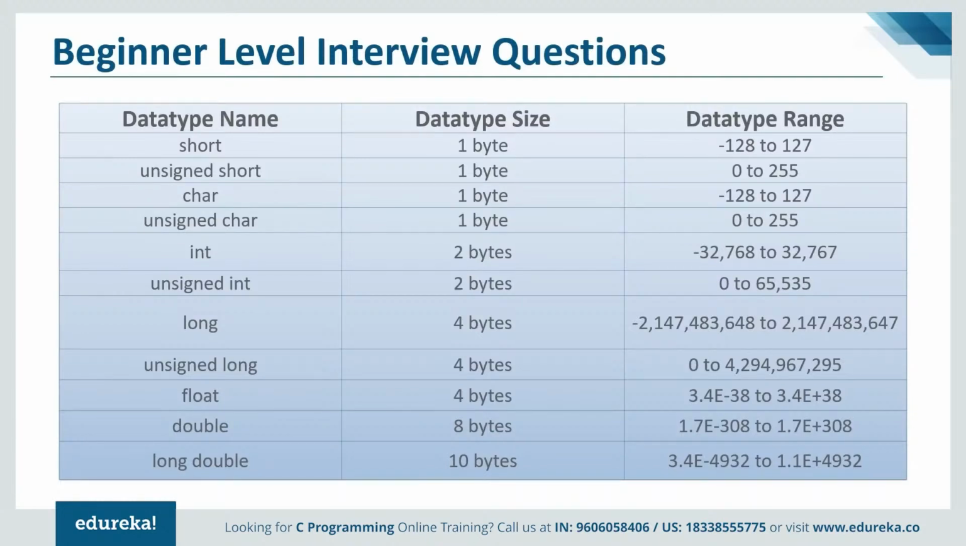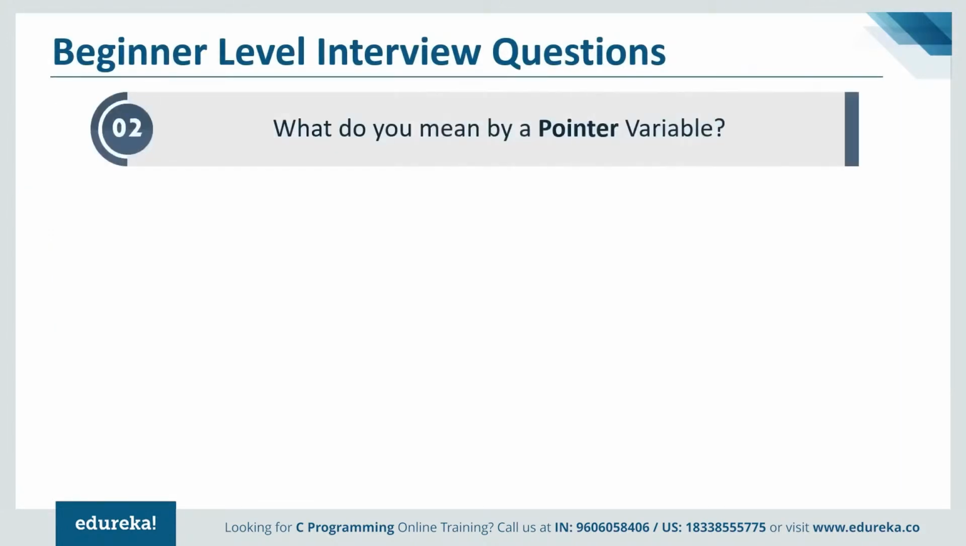Similarly, each and every other basic data type has its own data type size and its own data type range. So the largest among the basic data types is none other than the long double, with the data type size of 10 bytes and the range up to 3.4 raised to the power -4932 to 1.1 raised to the power 4932.